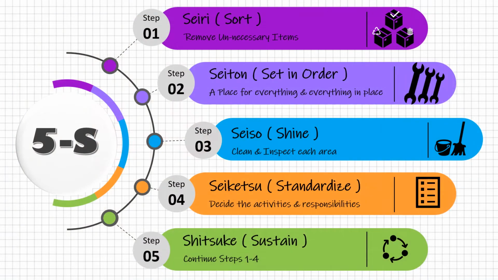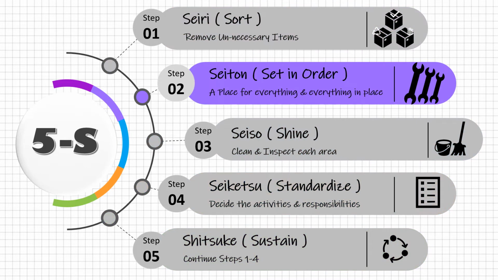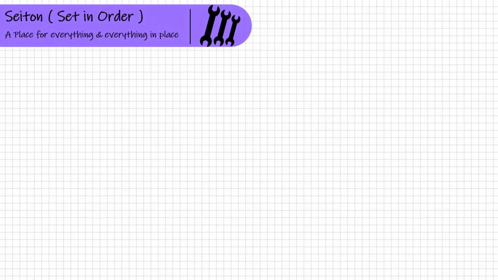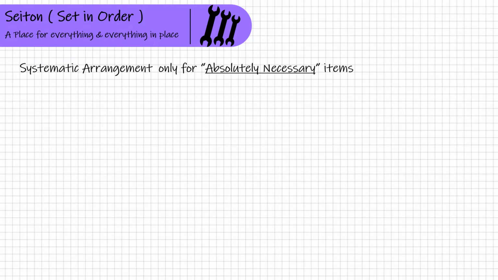In the last video, we talked about the first step of 5S, that is Seiri. Let's study the second step. Seiton, set in order, or systematic arrangement, meaning once the sorting is done, now we have to arrange those absolutely necessary parts and tools in a systematic way.